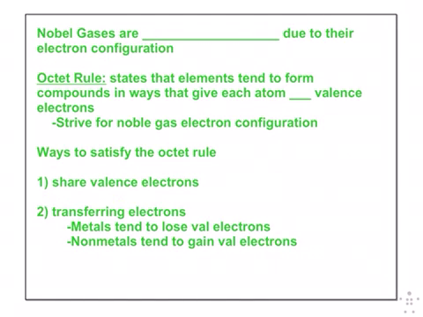Noble gases, we should know by now, are very unreactive because they have a complete electron configuration, a complete valence shell. This is where you have 8 valence electrons is the goal here. However, the exception to 8 valence electrons is what element?